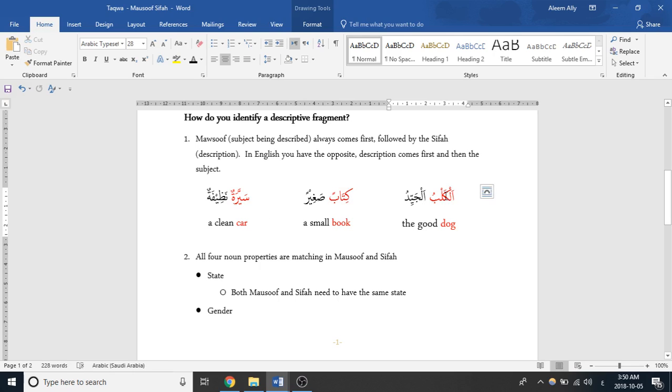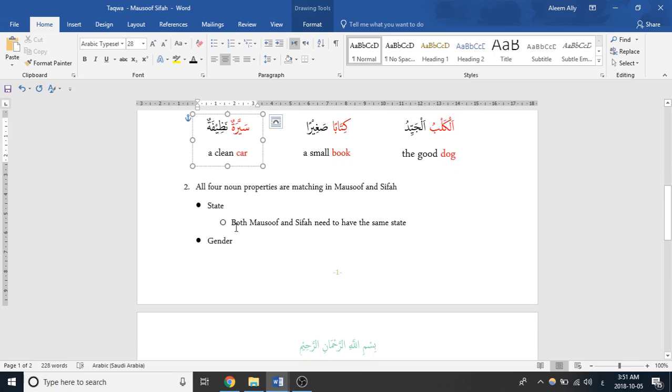Here we can see a setup of a few examples. We have al-kalbul jadidu, the good dog. The dog, and then after it, its description, good. Kitaban saghiran, and I'm just going to add in some alifs here, because when we have two fathas on the end of a word, we add the alif after, just a tajweed rule. So kitaban saghiran means a small book, and sayaratun nadhifatun means a clean car.